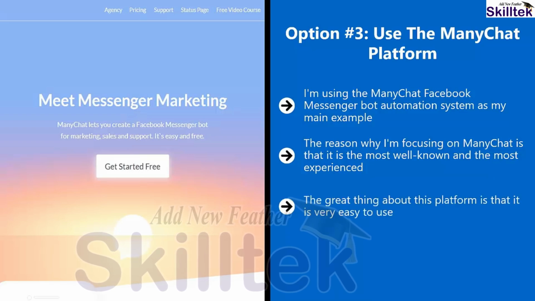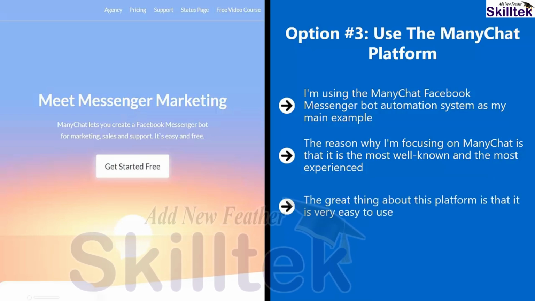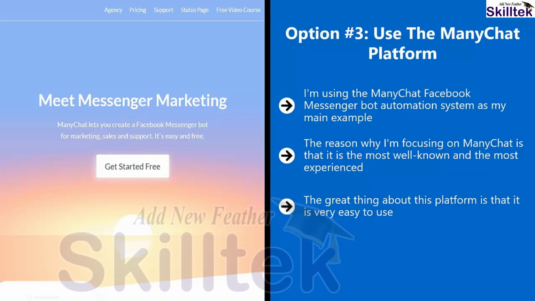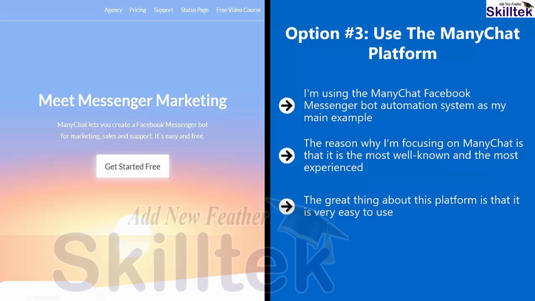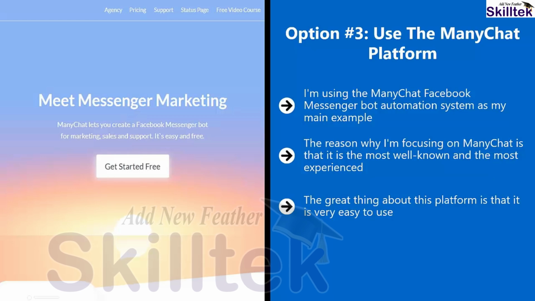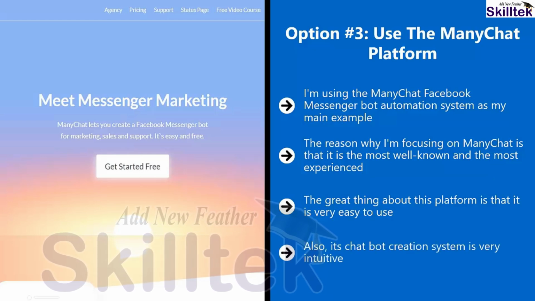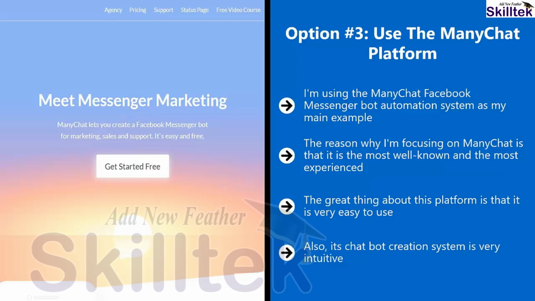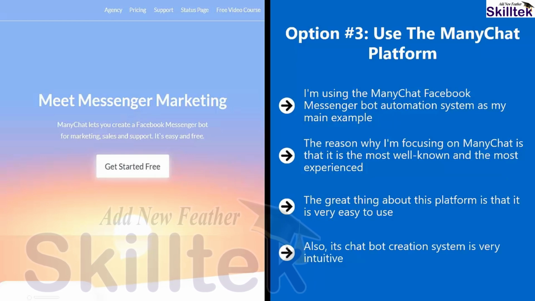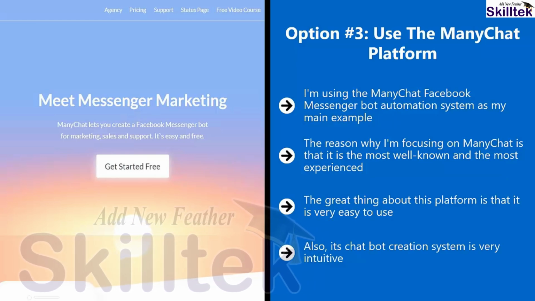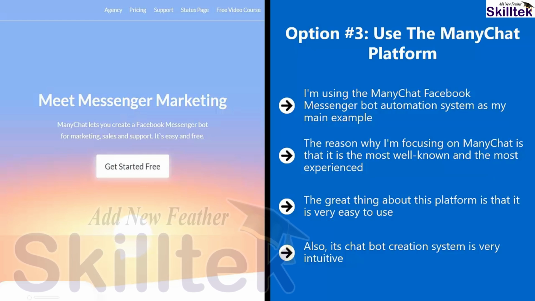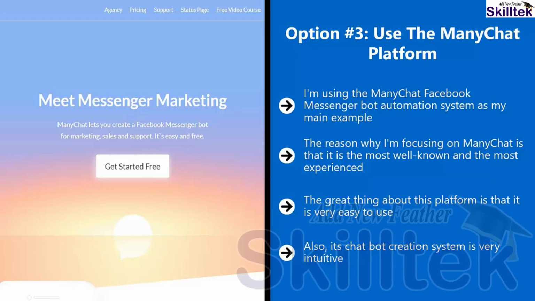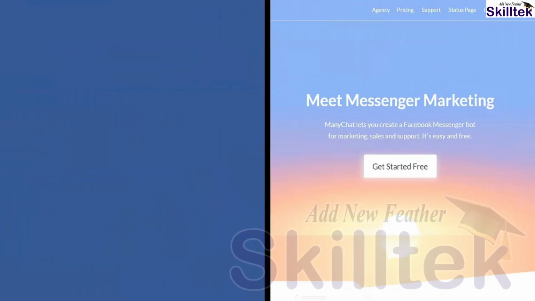The great thing about this platform is that it is very easy to use. You don't have to be some sort of coding or programming genius. You don't have to know Facebook like the back of your hand. It has a scalable learning curve. Also, its chatbot creation system is very intuitive. It's almost linear. It's easy to figure out, and it's easy to string a series of responses based on certain conditions together. I can't say the same for other platforms out there because most of the other platforms out there are built for programmers or coders.